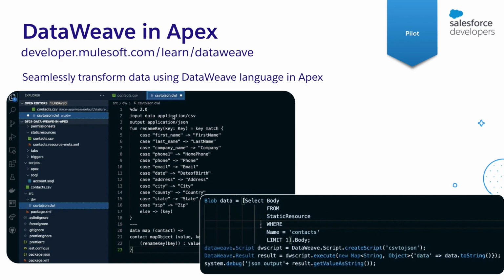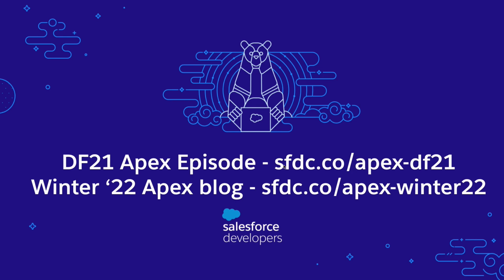So the idea is that you will be able to create a DWRL script, which is a DataWeave language script, push it to your organization, and then from Apex be able to execute the script with the records or the data that you want to transform. Again, this is demoed in a chapter for Dreamforce, which was the Apex chapter. I don't remember the name right now, but I have it here.